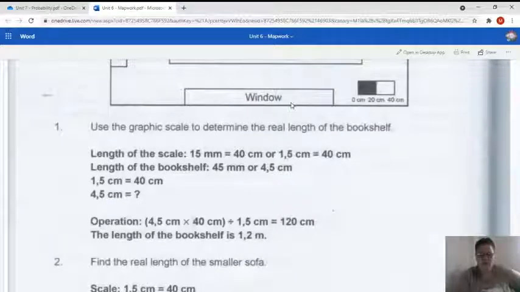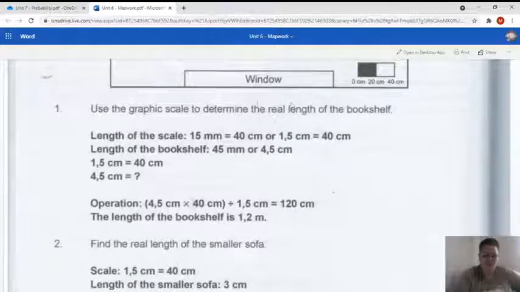equals 40 centimeters, or 1.5 centimeters equals 40 centimeters. The length of the bookshelf, 45 millimeters or 4.5 centimeters. Then it says 1.5 centimeters equals 240 centimeters. Where are they getting this 1.5? Where are they getting that 1.5 centimeters? They've taken their ruler and they've measured the length of the bookshelf. So 4.5 centimeters equals what?